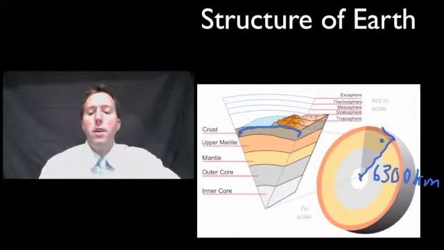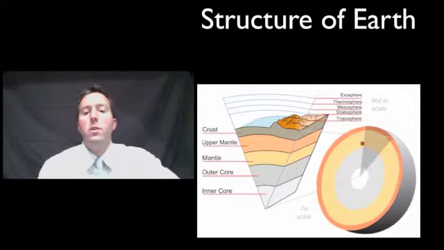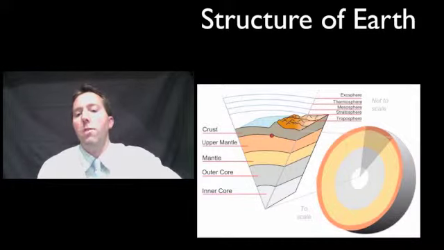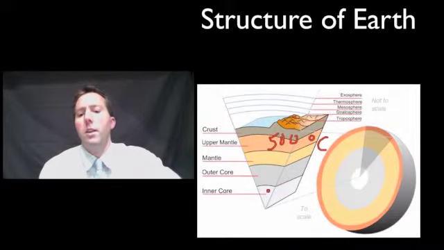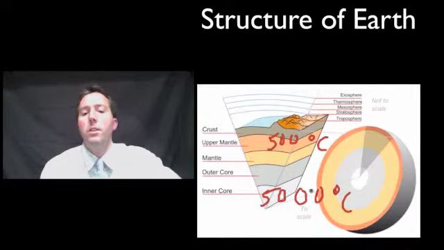Now also when we think about the structure of the Earth, we can look at the temperatures here. So the temperature of the upper mantle is actually around about 500 degrees Celsius, but the temperature near the core of the Earth is more like 5,000 degrees Celsius. So you can see very different temperatures.